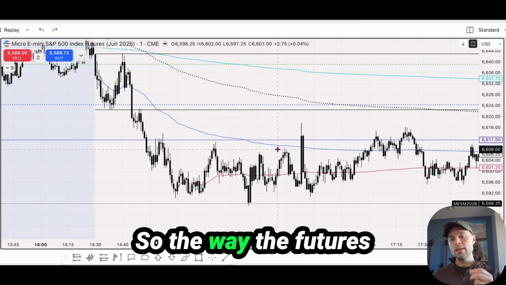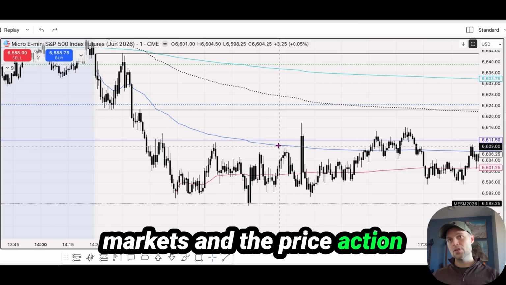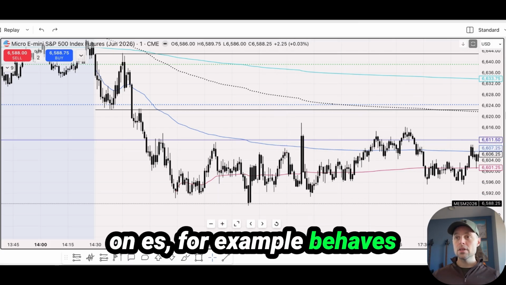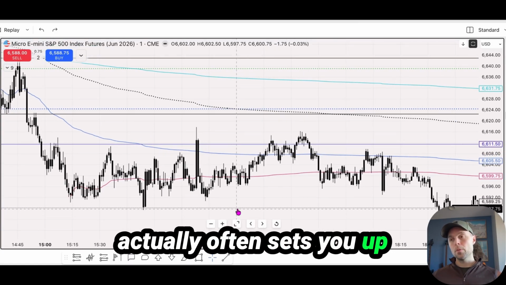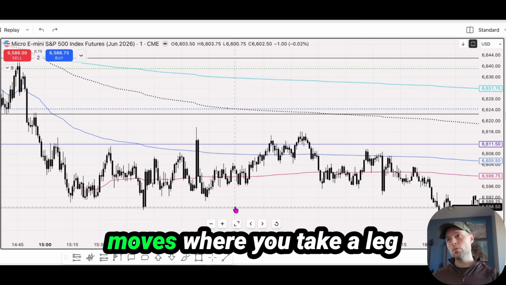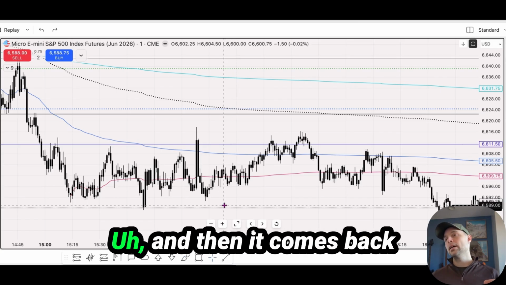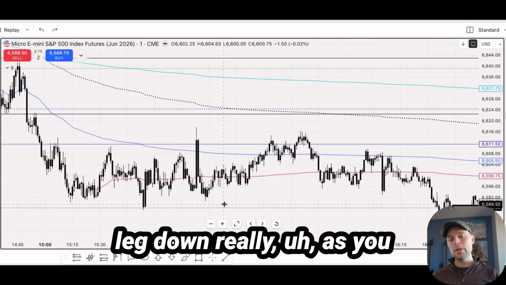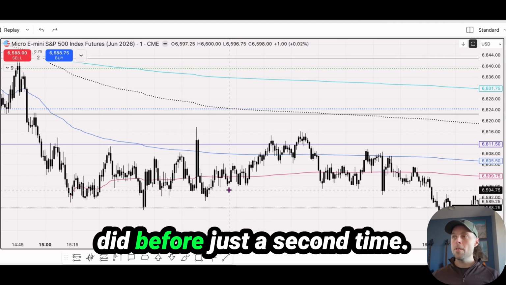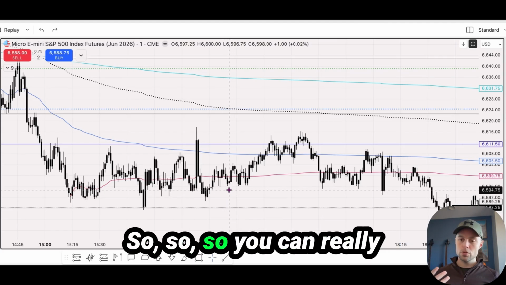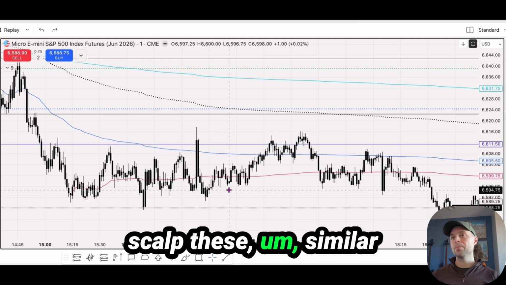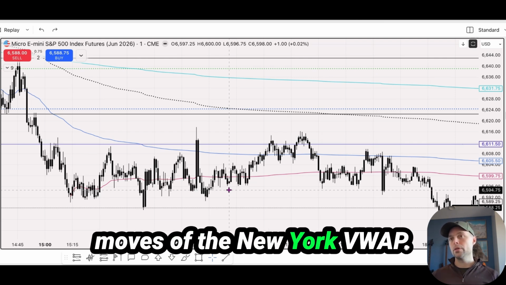So the way the futures markets and the price action on ES, for example, behaves often sets you up quite nicely for these scalp moves, where you take a leg down from the New York VWAP, or up if you buy, and then it comes back, and then you take the same leg down really as you did before, just a second time. So you can really scalp these similar moves off the New York VWAP.